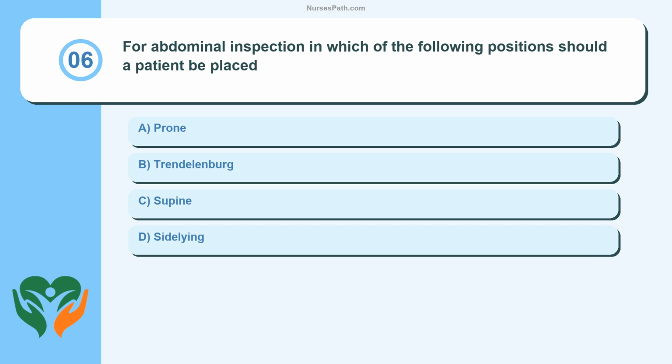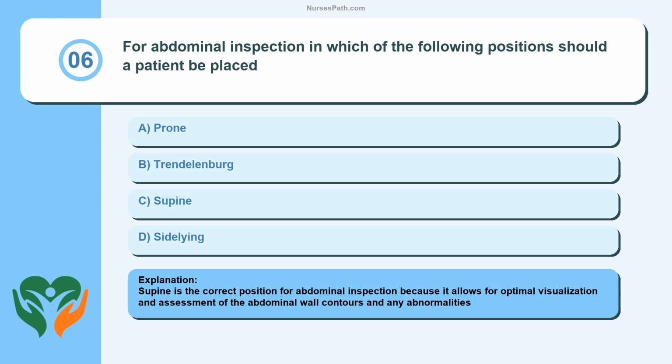Question 6. For abdominal inspection, in which of the following positions should a patient be placed? Prone. Trendelenburg. Supine. Side-lying. Supine is the correct position for abdominal inspection because it allows for optimal visualization and assessment of the abdominal wall contours and any abnormalities.